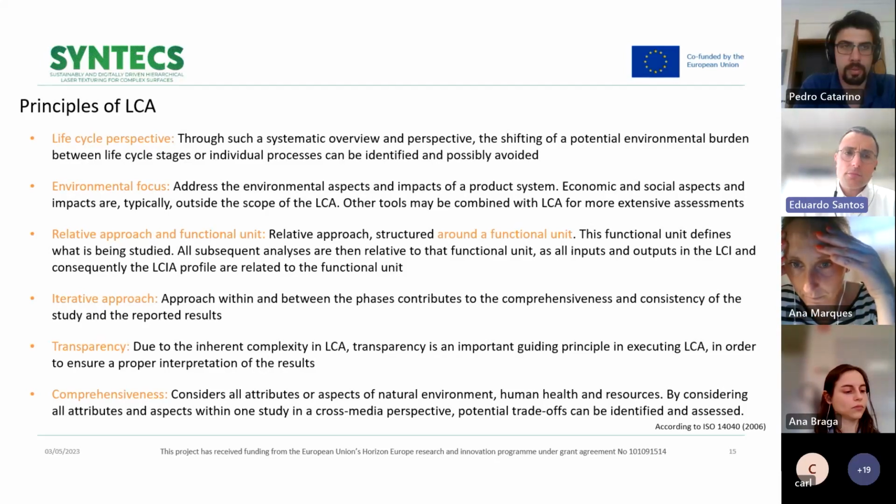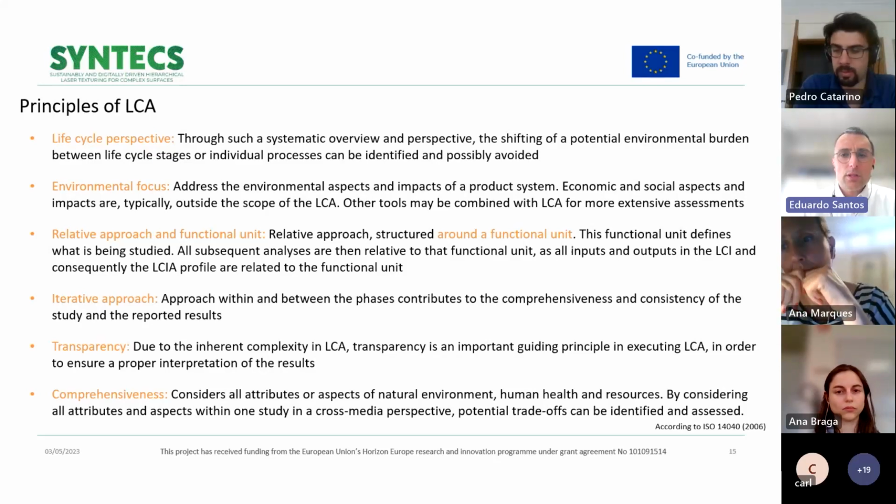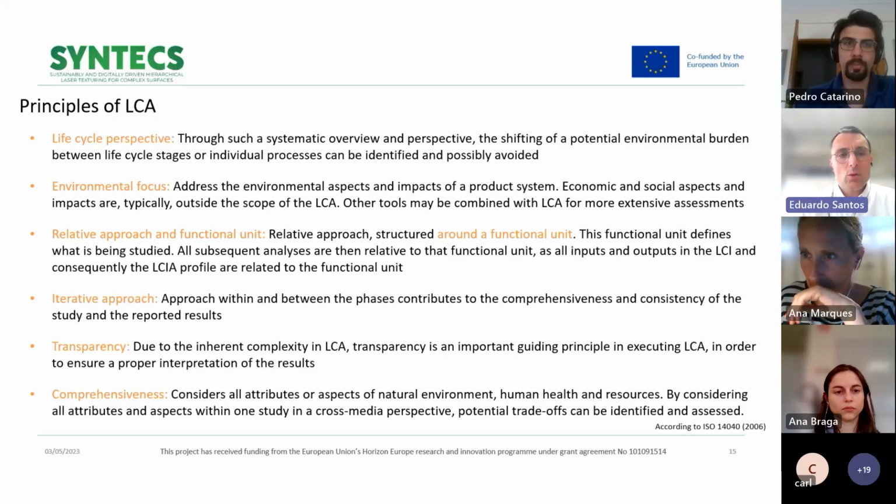And basically, it begins with life cycle perspective. So it's important that the assessment that is done incorporates an overview and a perspective of the whole life cycle. It's of course not necessary that we address all life cycle stages, but we have to consider them all. Also, it should be with an environmental focus, of course, to address the environmental impacts, which is the main focus of this methodology.